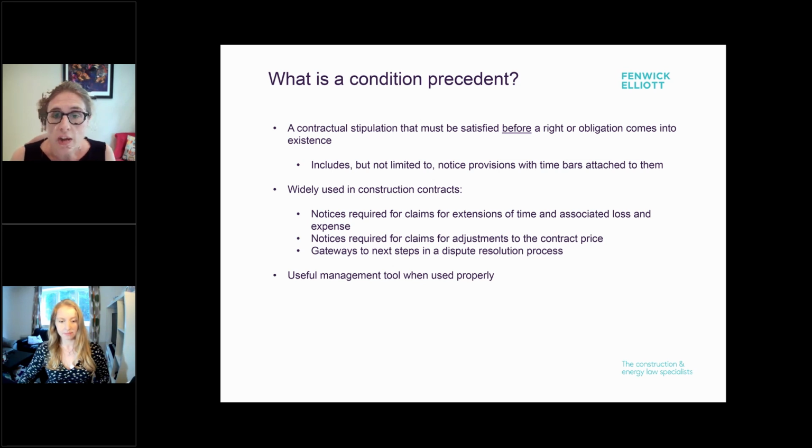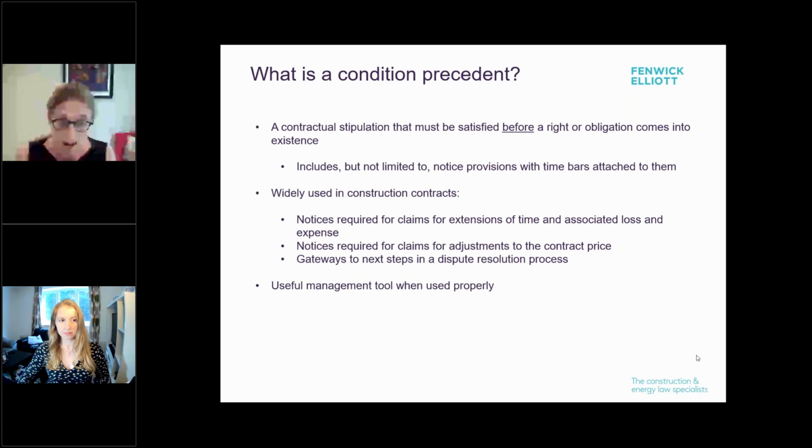Those provisions with time bars attached are used in construction and EPC contracts, as you will know. There may be conditions precedent to claims to an extension of time or loss and expense that require you to give notice within a certain period of a delay event occurring. There may be a condition precedent where there's a change of scope, and if you don't give notice in time, again, you may not get any further money, even if you do the work.